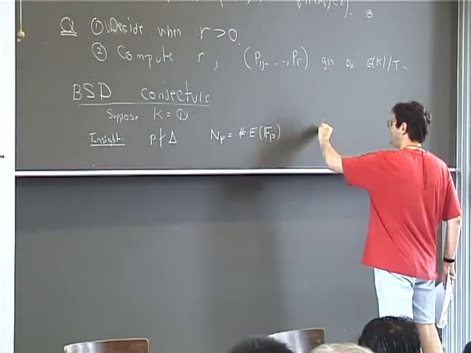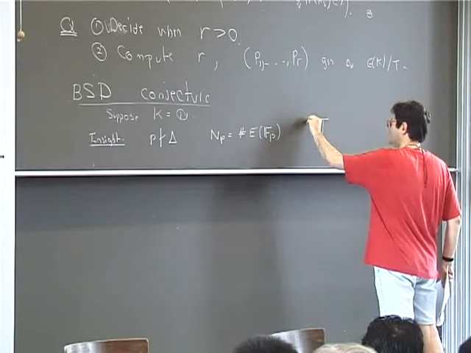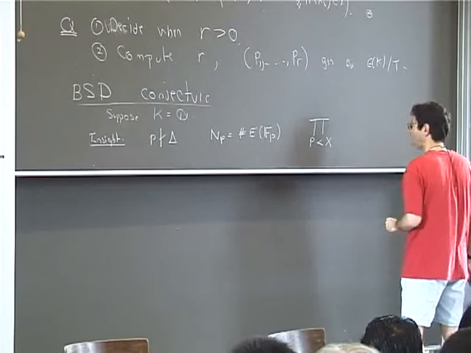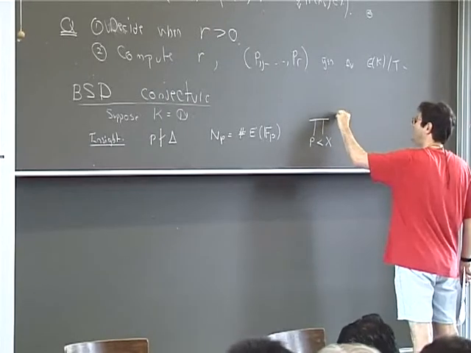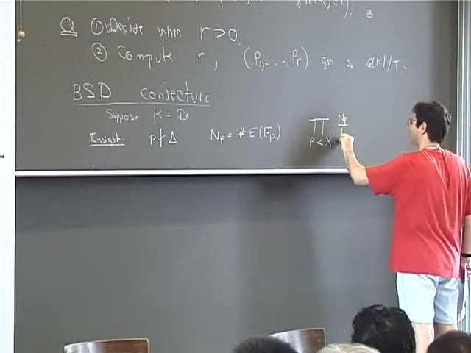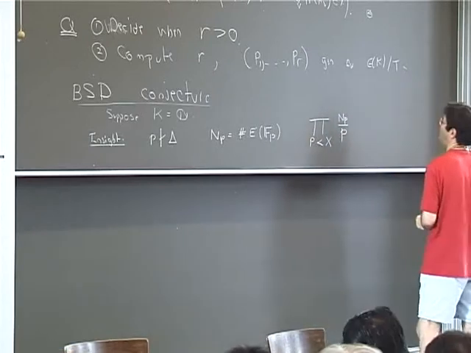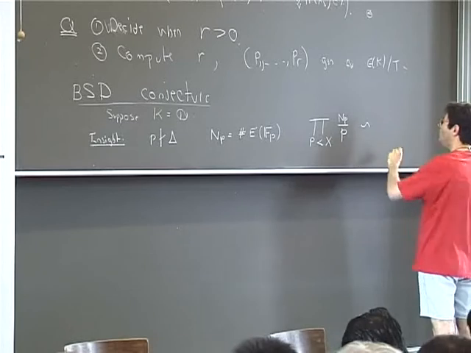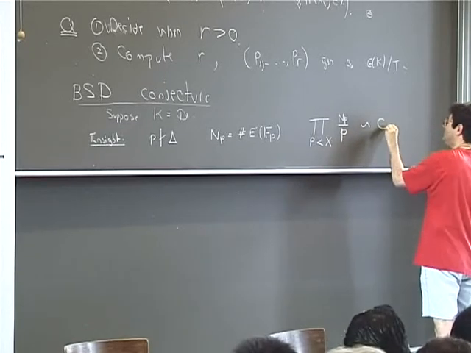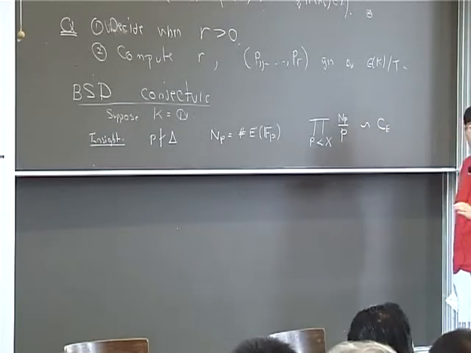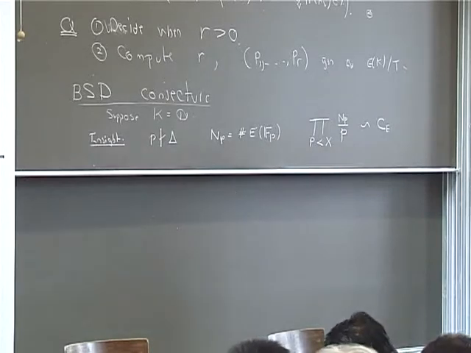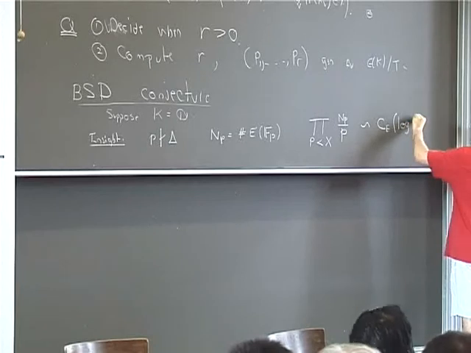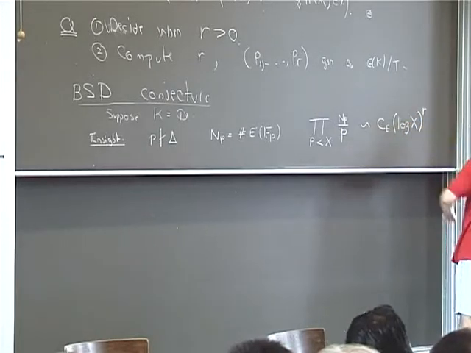And what they did is they considered the following partial products: the product over all the primes less than some capital X of N_p over p. And the heuristic observation they made was that this grows like a constant, depending on E, which in any case they weren't able to determine really precisely, times a certain power of log X. And the power that came up appeared to be the rank.